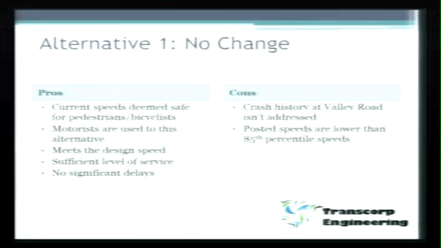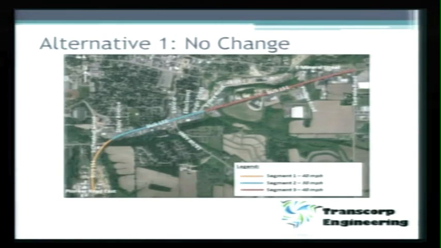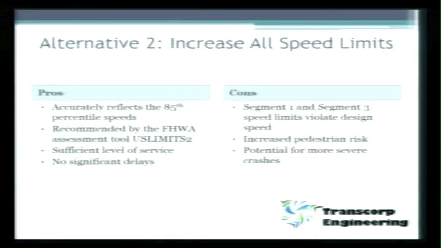Alternative 1, the no change. The pros of this are that the current speeds are deemed safe for pedestrians and bicyclists, and motorists are used to these speeds. The negatives are that it doesn't address the crash history that we found to be a concern at Valley Road, and the current posted speeds are lower than the 85th percentile speeds that I discussed earlier. This is a picture of what this alternative would look like, so nothing would be changing. Segments 1 and 3 are still 40 miles an hour, and segment 2, 30 miles an hour.